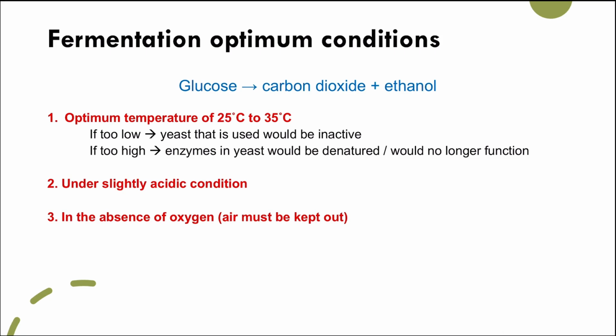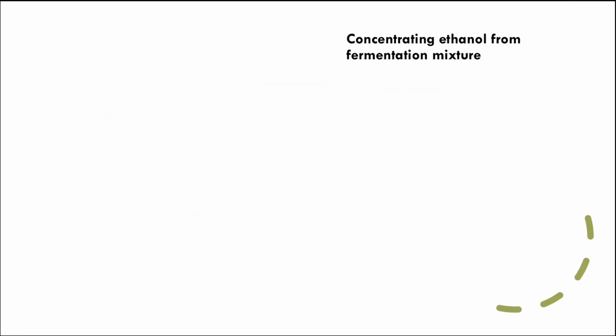The main reason why we need to keep air away is that if we do the fermentation in the presence of air, because of the presence of oxygen, then the alcohol produced will be further oxidized to give you carboxylic acids. And we want the fermentation to stop at the production of alcohol. We don't want any carboxylic acid to be produced.